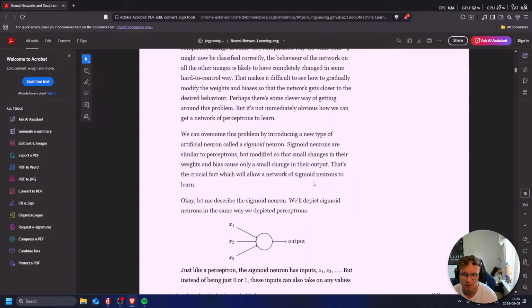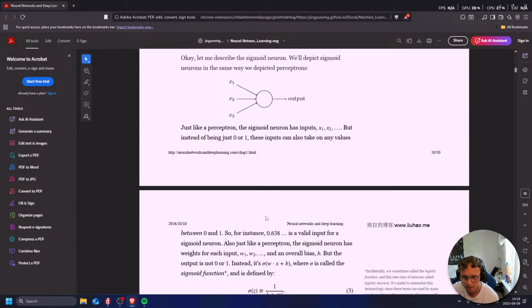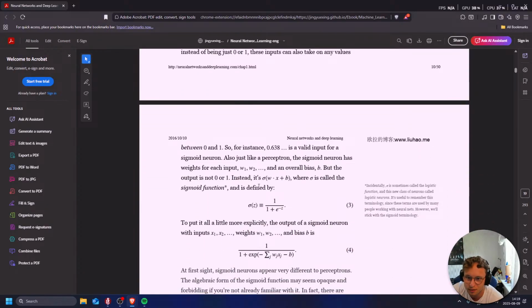We will depict sigmoid neurons in the same way we depict perceptrons. So they have 3 different inputs. These inputs can also take on any values between 0 and 1. So for instance, 0.63 is a valid input for a sigmoid neuron. Oh, so normal neurons only take 0s and 1s, while these take all the different values between 0 and 1.